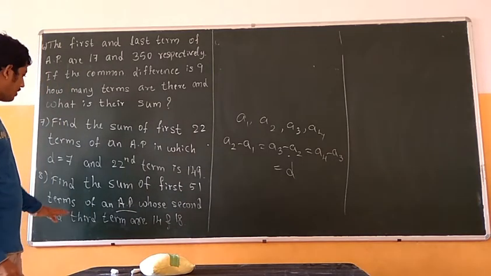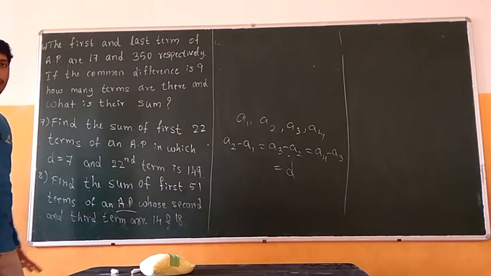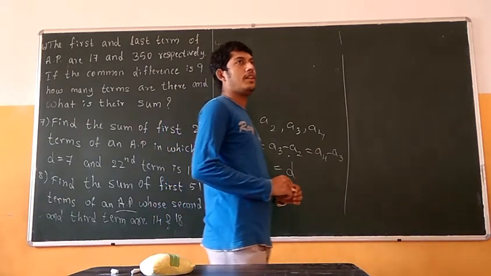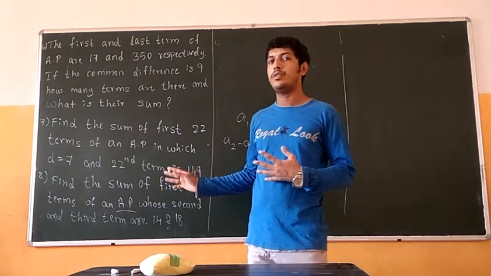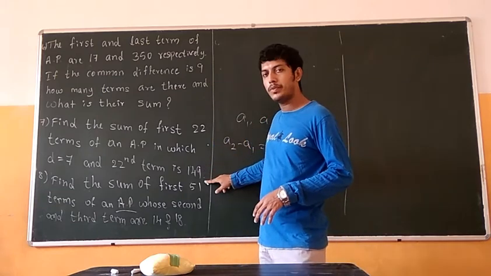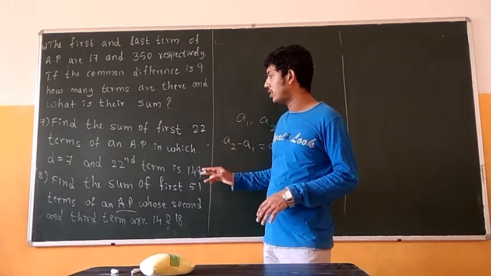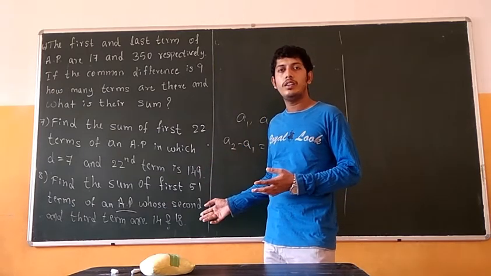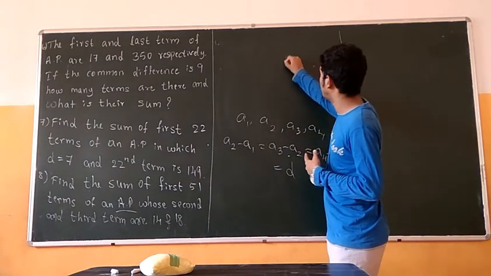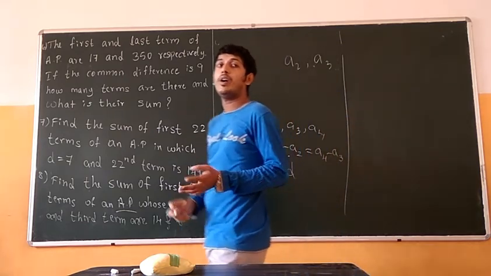Now we have to find the sum. From this we can find the value of d. So Sn is equal to n by 2 into 2a. N is given as 51, but the a value is unknown here. We got the value of d, and we know the value of a2 and a3. Now we have to find out a1. How to find out a1?